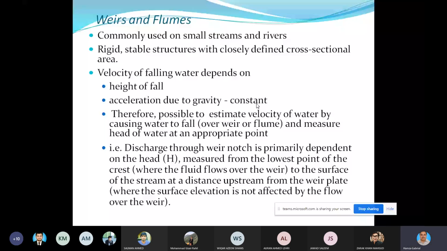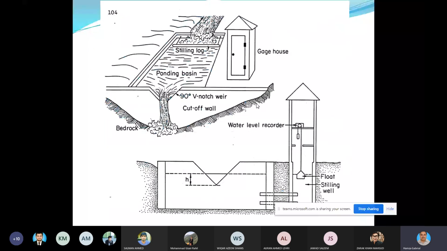So the discharge through a weir notch is primarily dependent on the head, the value of which is measured from the lowest point of the crest to the surface of the stream at a distance upstream from the weir plate, so that it is not affected by the turbulence which is taking place due to the drawdown near the weir. So at a suitable upstream place, you measure the head. So here I will illustrate with the help of these figures.